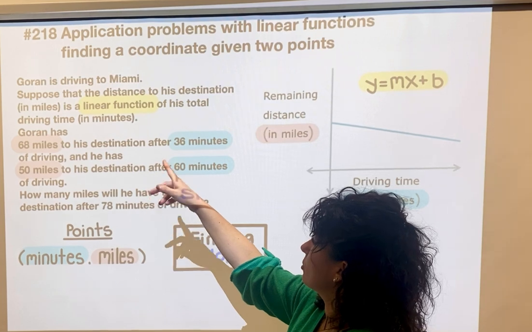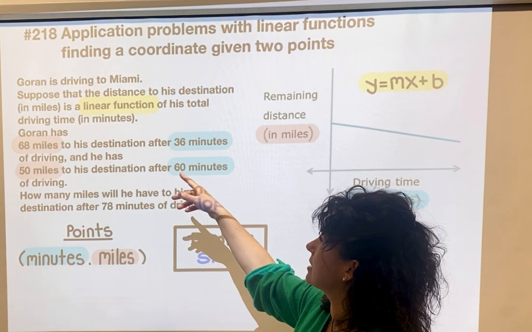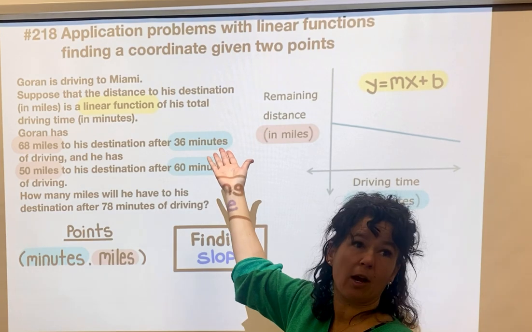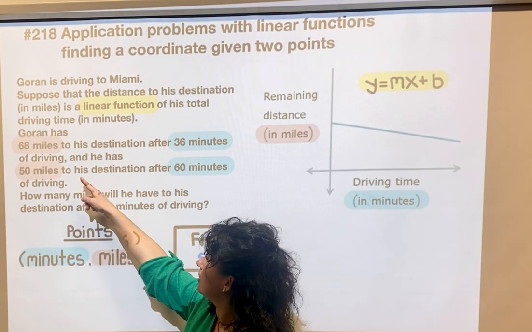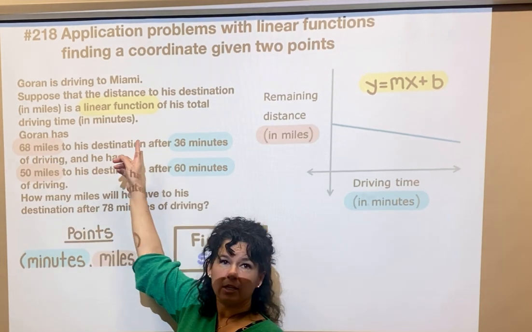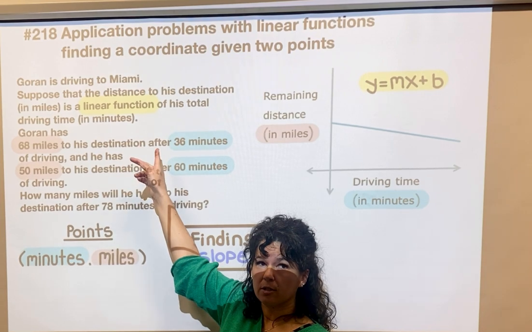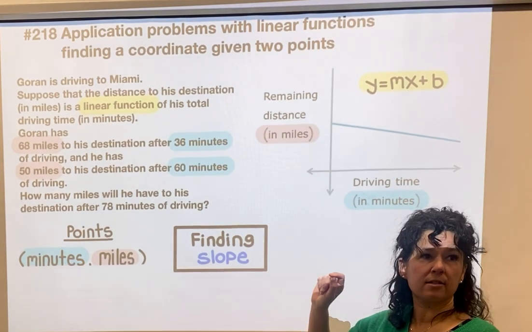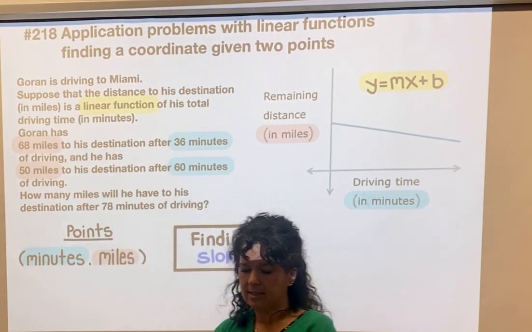All right, so I go through: Goran is driving to Miami. Suppose that the distance to his destination in miles is a linear function of his total driving time in minutes. Okay, in other words, I can write y equals mx plus b. Goran has 68 miles to his destination after 36 minutes. See how that goes together? And if I make a point, I know which number should go first because minutes is on the x-axis and miles is on the y-axis. So if I do minutes, comma, miles, this is 36, comma, 68.